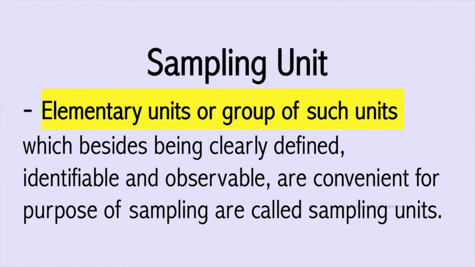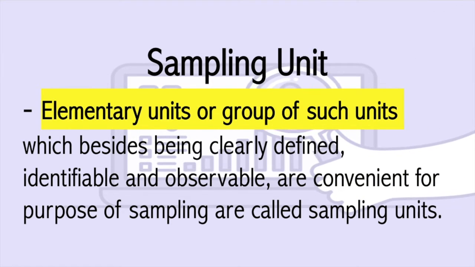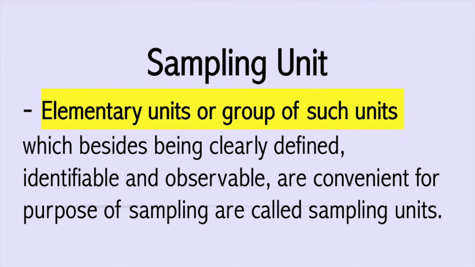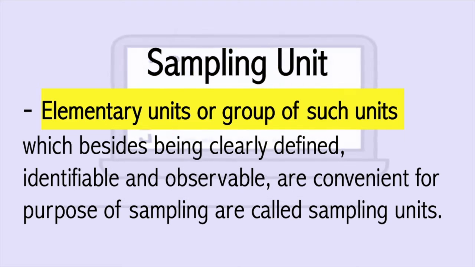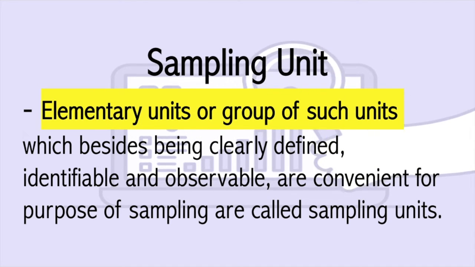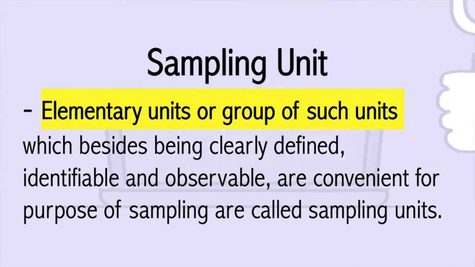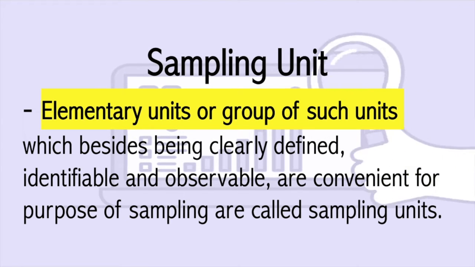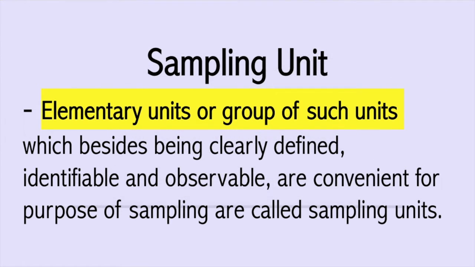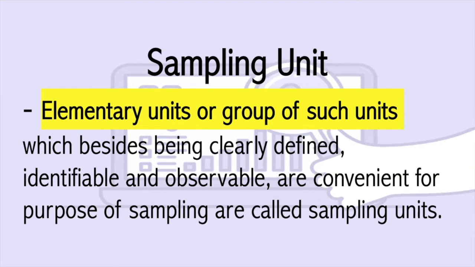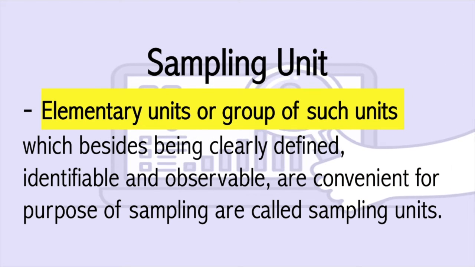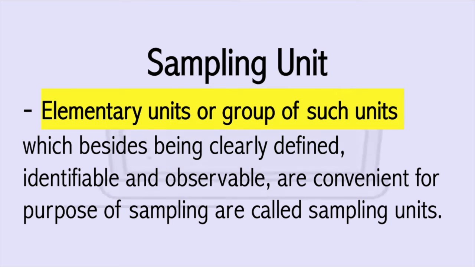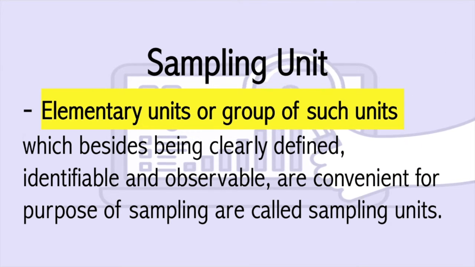Sampling unit. Sampling unit is the elementary unit or a group of such units which, besides being clearly defined, identifiable, and observable, are convenient for the purpose of sampling. For instance, in a family budget inquiry, usually a family is considered as the sampling unit since it is found to be convenient for sampling and for ascertaining the required information. In a crop survey, a farm or a group of farms owned or operated by a household may be considered as the sampling unit.